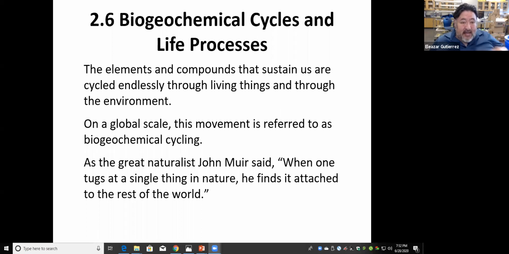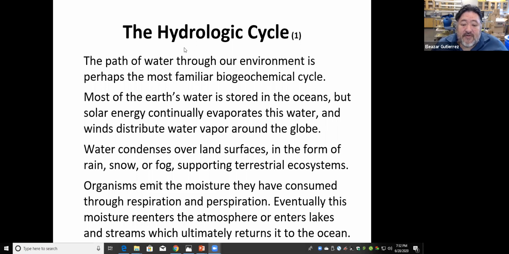Okay, the cycles. They're called biogeochemical cycles. Why are we studying them? Because they deal with the elements that we care about. We're going to start with the most important one, the hydrologic cycle, water. The path of water through our environment is perhaps the most familiar biogeochemical cycle. Most of the Earth's water is stored in the oceans, but solar energy continually evaporates this water and winds distribute water vapor around the globe. Water condenses over land surfaces in the form of rain, snow, or fog, supporting terrestrial ecosystems. Organisms emit the moisture they have consumed through respiration and perspiration. Eventually, this moisture re-enters the atmosphere or enters lakes and streams, which ultimately return it to the ocean.